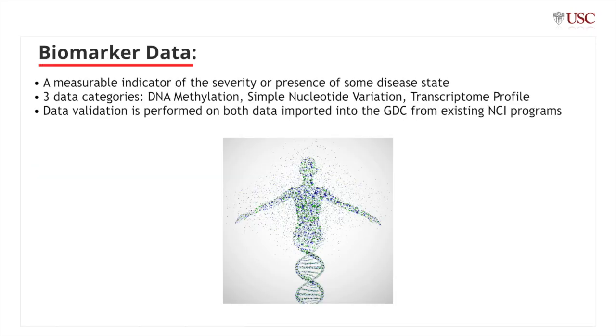Before we dig into the project, let's see what a biomarker is. It's a measurable indicator which shows the severity or the presence of a disease. There are three categories: one, DNA methylation; two, nucleotide variation; three, transcriptome profile. The validation of data is performed on imported GDC and also NIC programs.